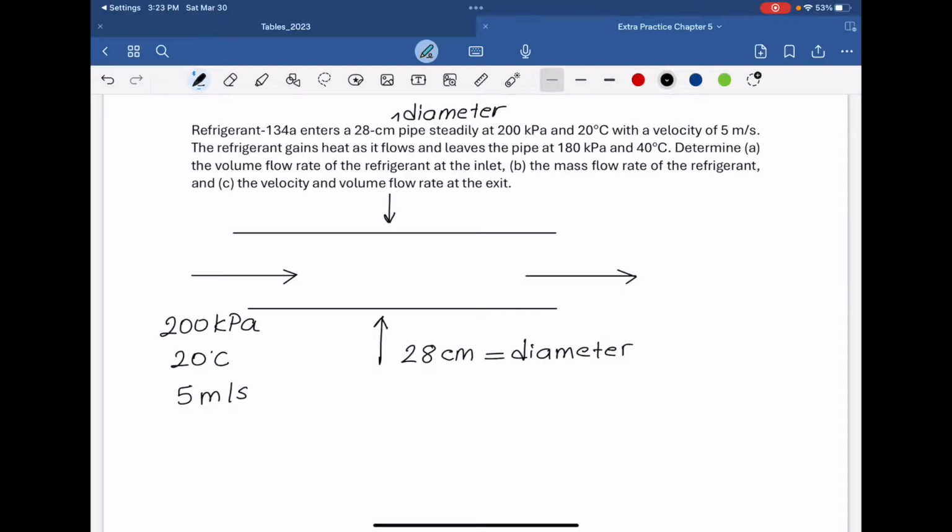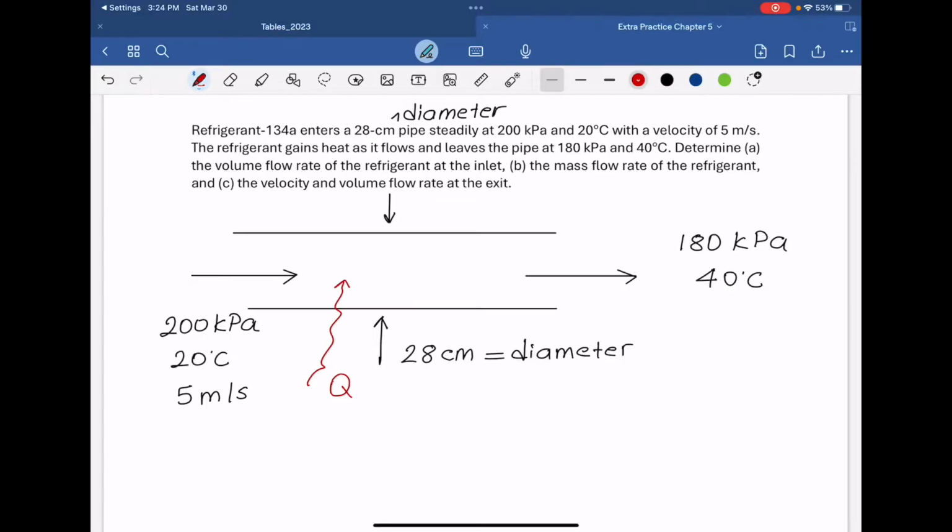It is always good to sketch this process, because this way we can easily see what is going on. For example, here it also says there is heat interaction, that it gains heat. Okay, we should sketch that energy interaction too. So looking at our system, we have different energy interactions. For example, mass getting in, heat is getting in, and mass is getting out.